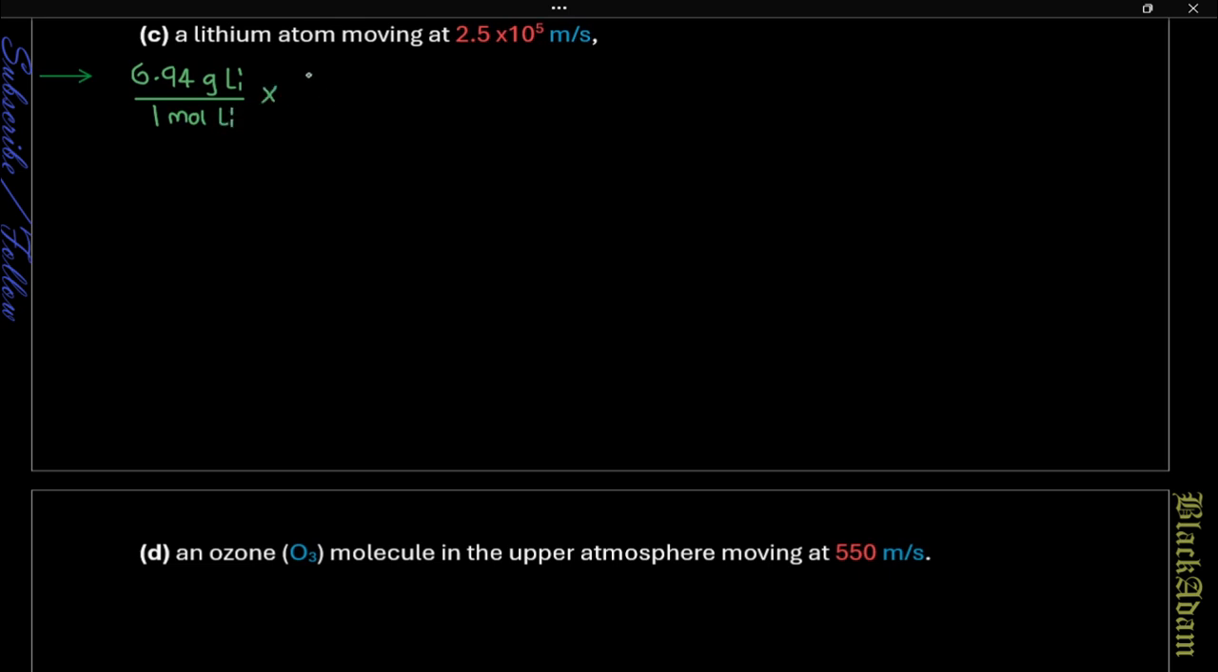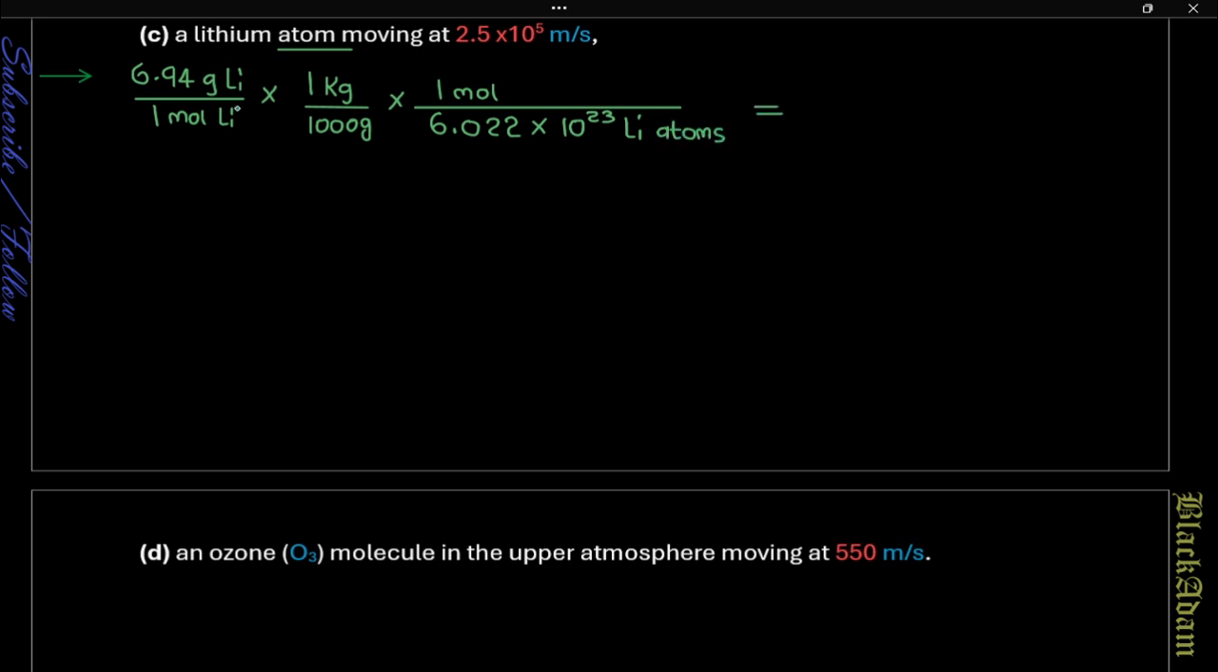And then we are converting the gram to kg, and multiplying that by 1 mole. Remember, it's an atom, so we need to know how many atoms we have. So it's 1 mole divided by 6.022 multiplied by 10 to the power 23. That's Avogadro's constant. That's per 1 mole, we have that amount of atoms.